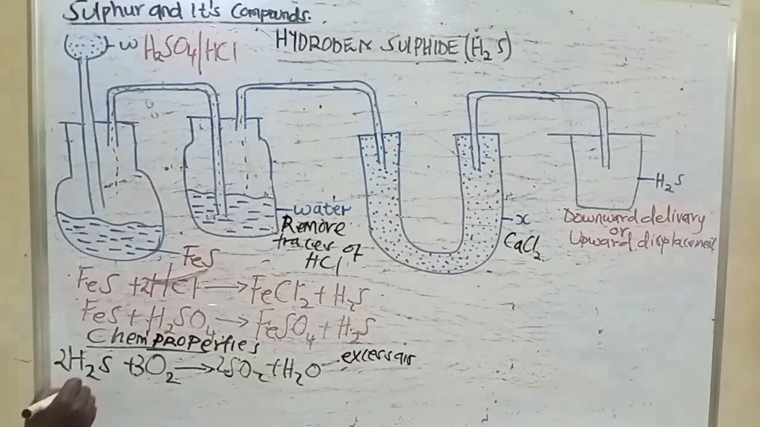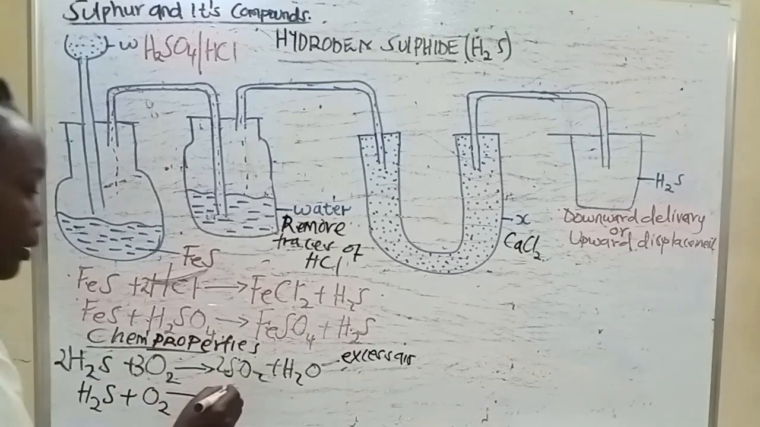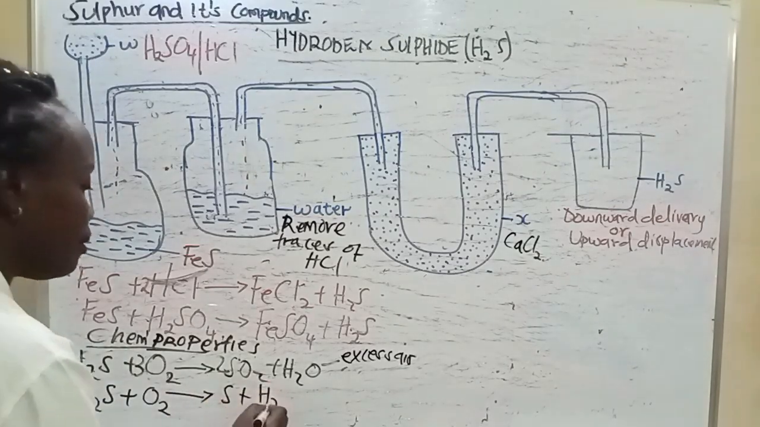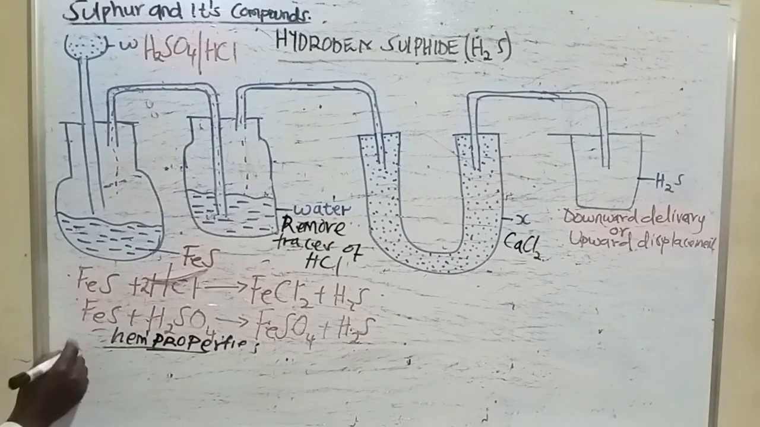Now, if it is burnt in limited air, we are going to form sulfur plus water. We balance by putting a 2 there and a 2 on the other side, and also a 2 there. So that is one property, which is the combustion property.